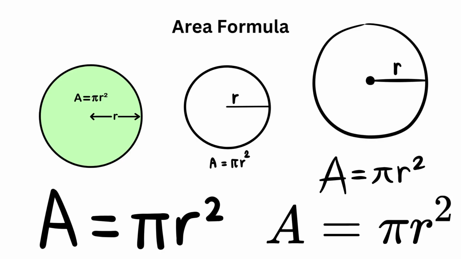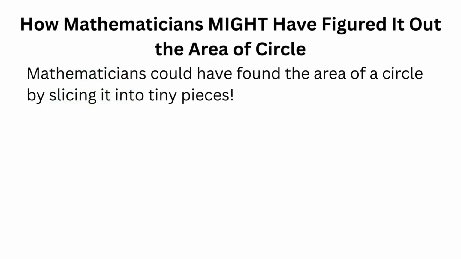To find the area of a circle, we use the formula A equals pi times the radius squared. Finding the area of a circle is tricky because circles have curved edges, not straight sides like rectangles or triangles. So mathematicians had to get creative. And here's one way they might have figured it out.